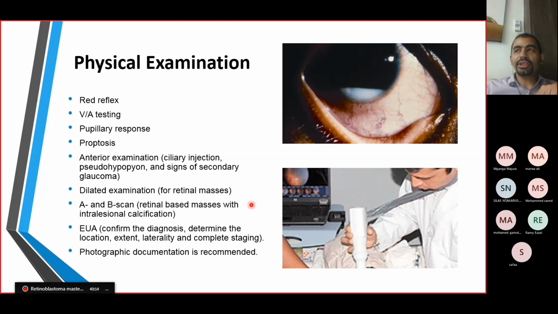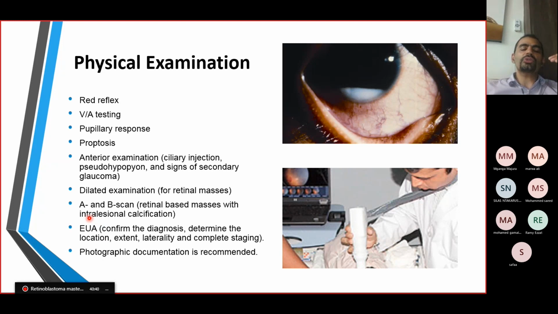Check the anterior segment, see if there is any tumor invasion of the anterior segment or not, if there are any signs of pseudohypopyon that may happen in diffuse infiltrating retinoblastoma, or if there are signs of secondary glaucoma like buphthalmos or something like this. Then you need to dilate the patient and check for retinal masses either with an indirect ophthalmoscope or photography by a RetCam or a fundus camera.